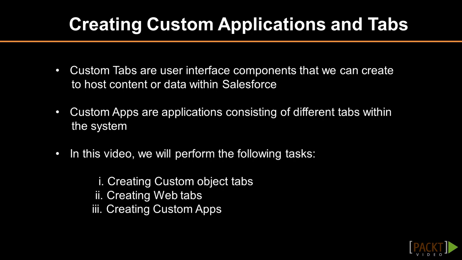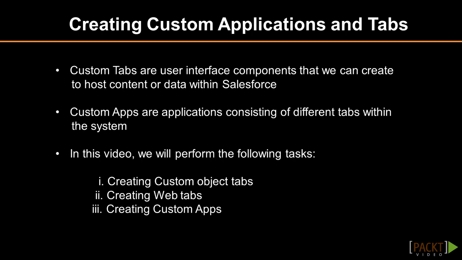So in this video, we'll be creating a custom tab for our custom object shipment, and then we will be creating a custom web tab linking into a USPS site, which will act as a lookup page to any particular address that we want to verify. Finally, we will be creating a custom sales app for our organization that will host all relevant tabs together.